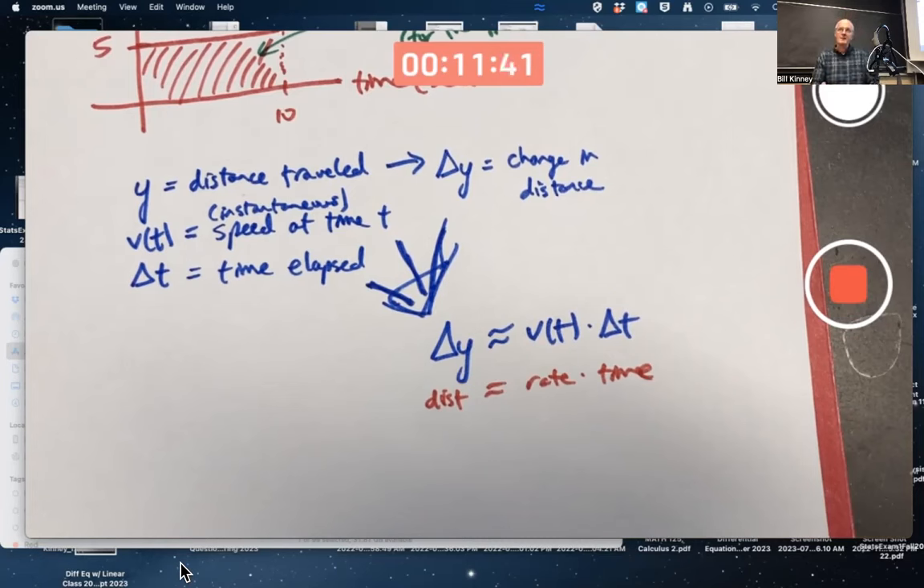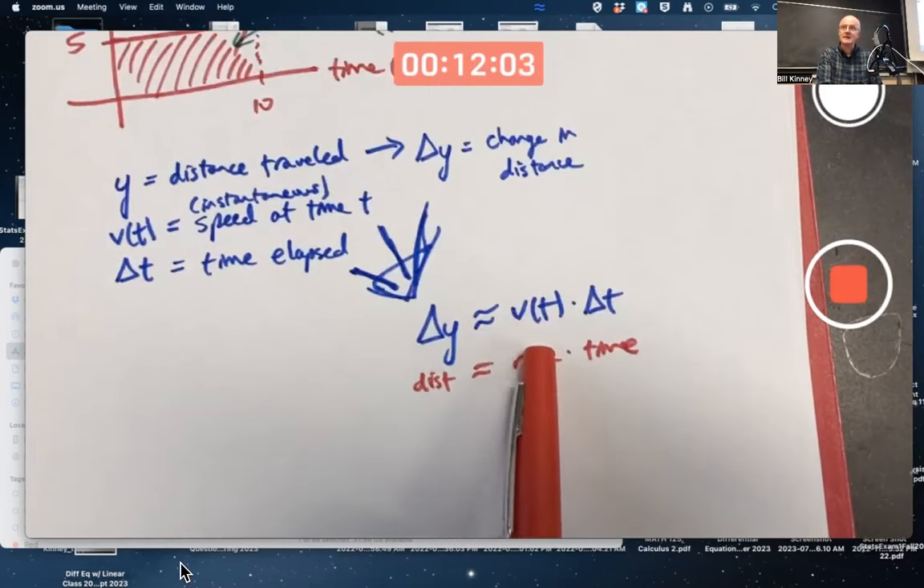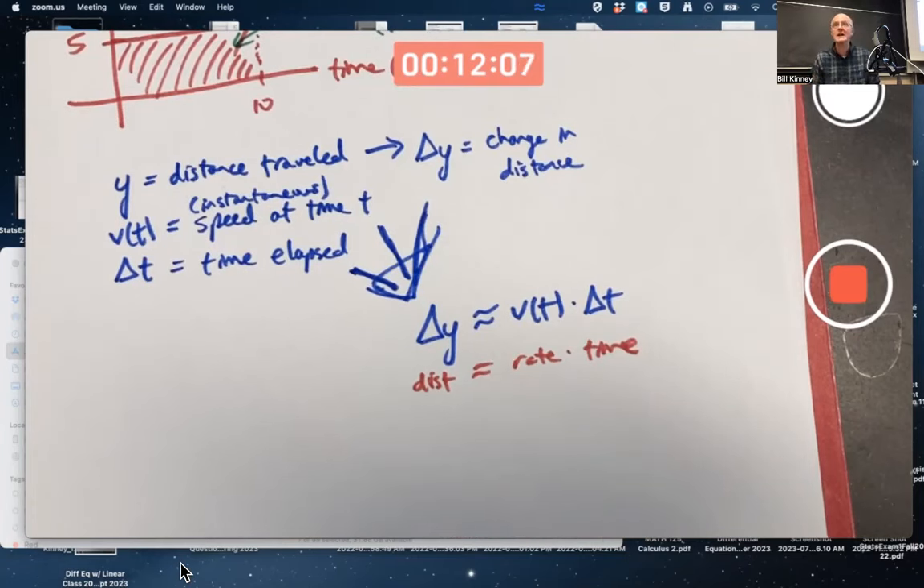Maybe you're speeding up, you're hitting the accelerator, or you're slowing down, you're hitting the brakes, or if you're jogging, you start running faster, or you slow down into a walk. The speed is not necessarily constant. If it is constant, then this is an exact equation. If it's not constant, it's an approximate equation, and the approximation is typically only very good if the time elapsed is small.